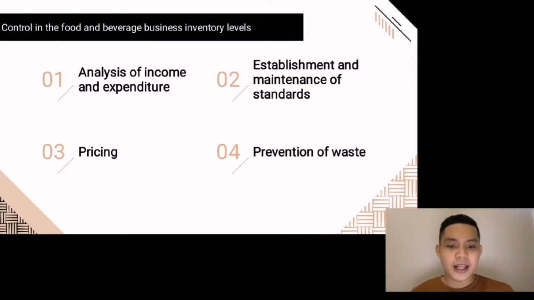Number 1. Analysis of income and expenditure. Number 2. Establishment and maintenance of standards. Number 3. Pricing. And number 4. Prevention of waste.